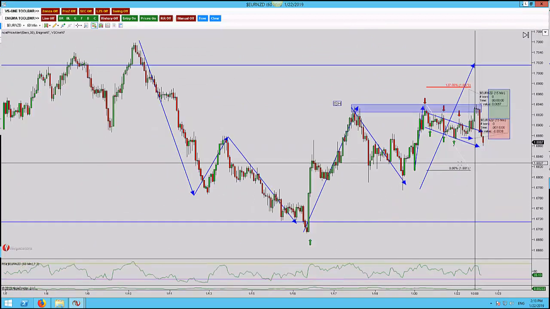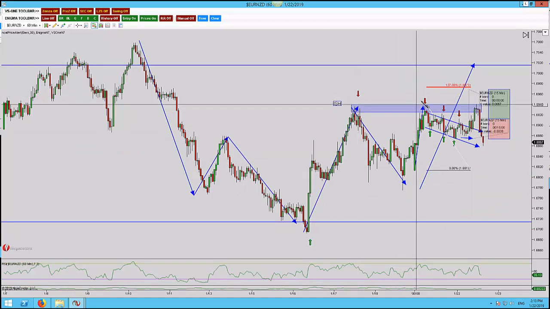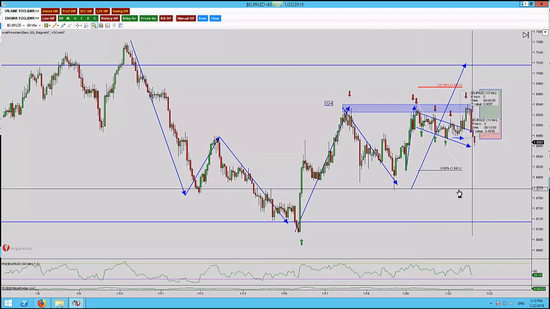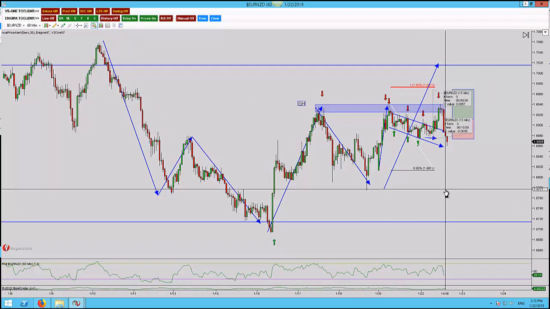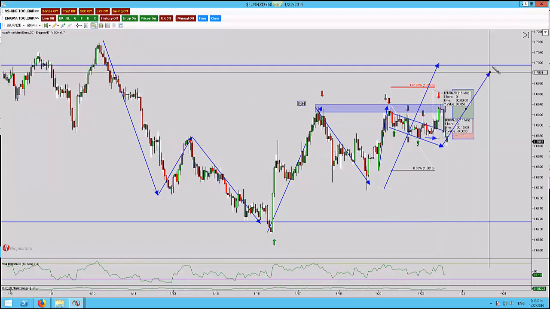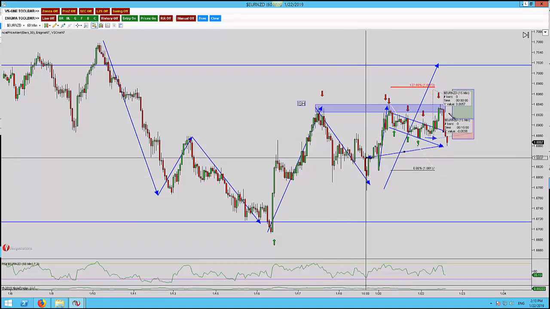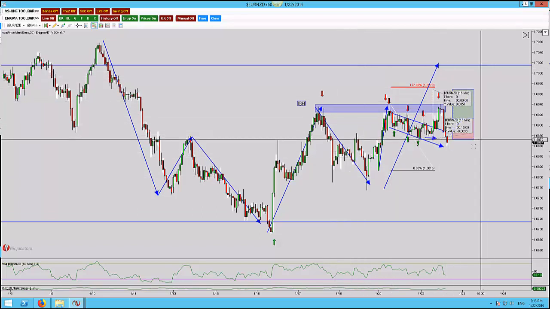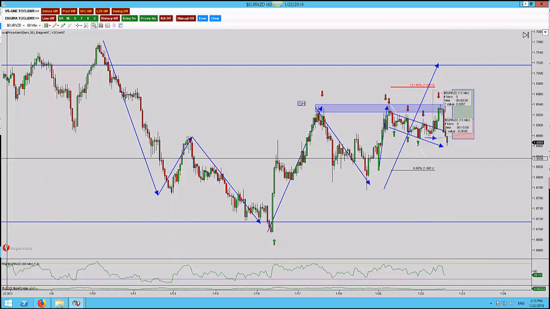Just didn't happen. The problem now is that we've had 1, 2, 3 tests up there, and that means for me I don't have anything where I can enter to try and break this level to complete the head and shoulders. So, a losing trade there for 38.